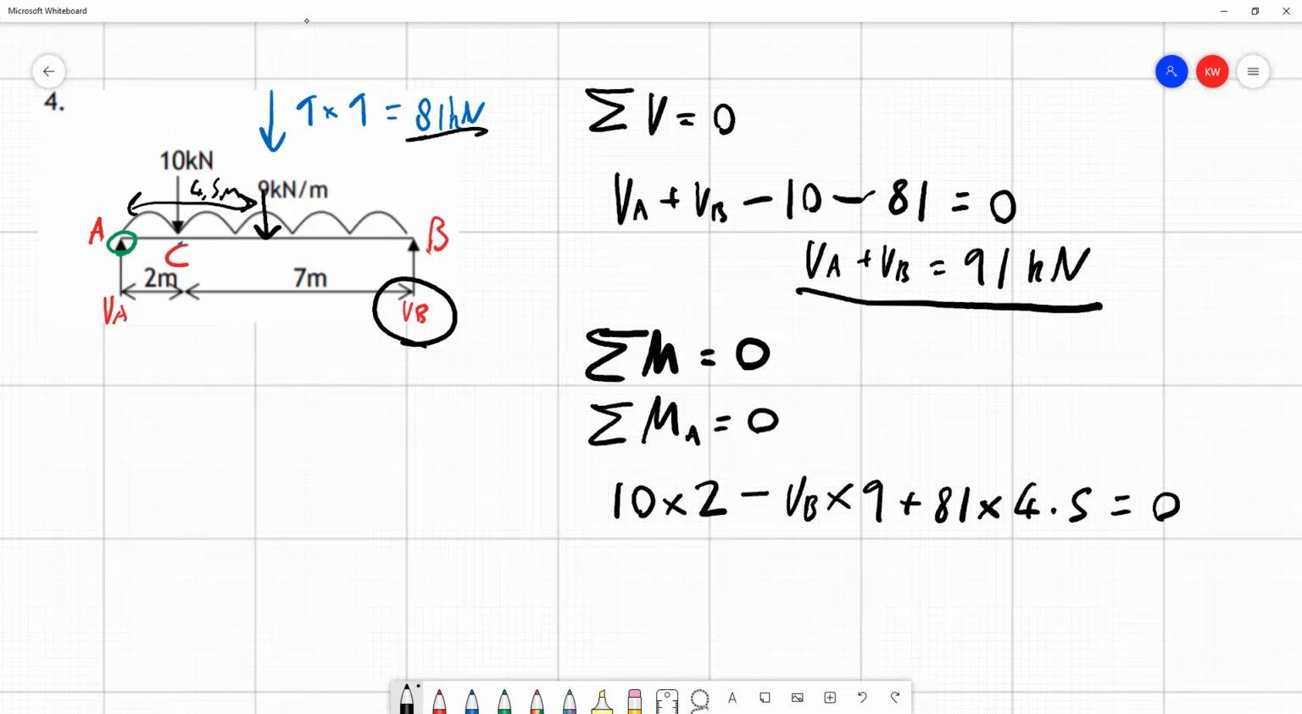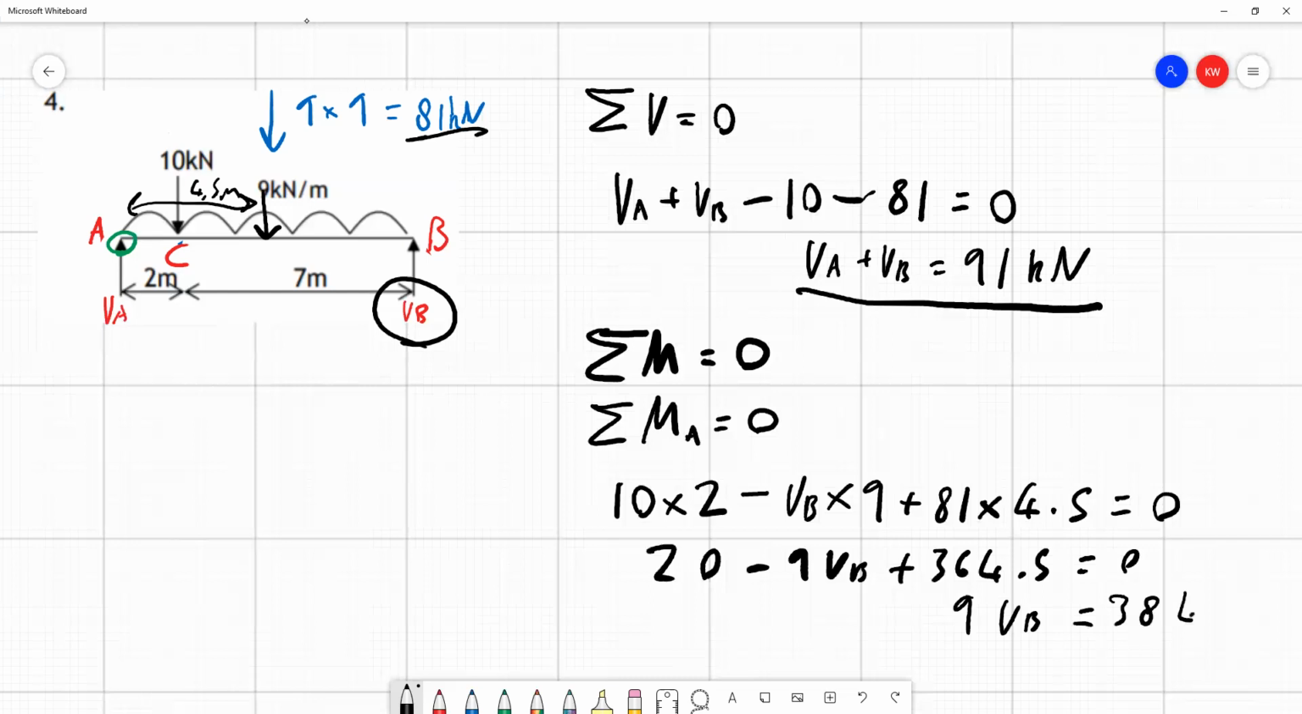So we'll do a little bit of tidying up here now, get my calculator out and make sure that I'm getting this right as well. But we'll do it a step at a time. So we've got 10 times 2, well that's nice and easy, we've got 20 there, minus 9 VB, and 81 times 4.5. That's 364.5, equal to 0. Do a wee bit further tidying up here, and we've got 9 times VB is equal to, let me just get this right, 384.5.